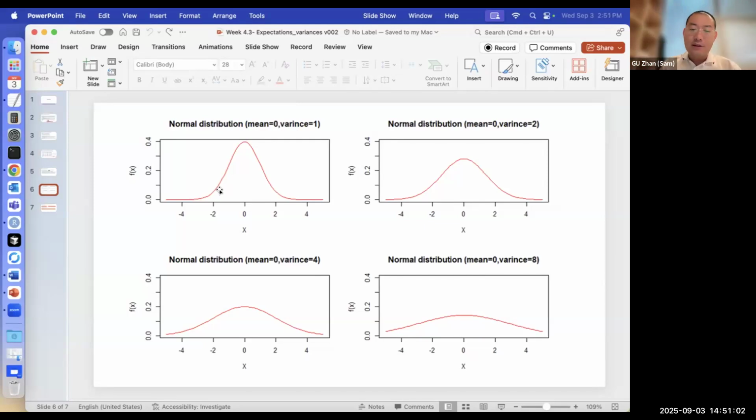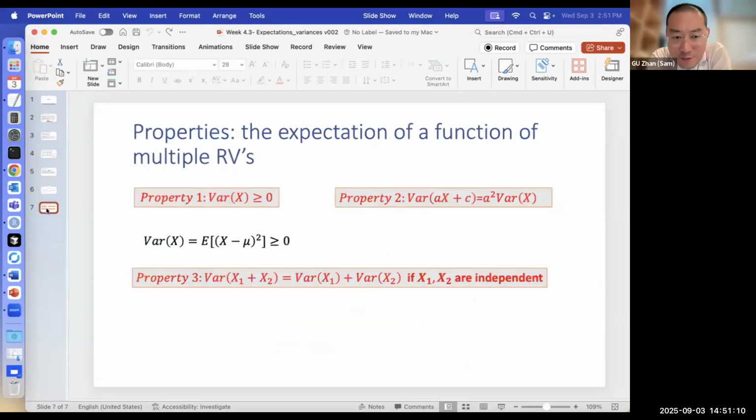So you need to reduce that one, to maintain the area under the curve equal to 1. That's one of the most important concepts and observations that you need to remember. There are a few properties of variance.